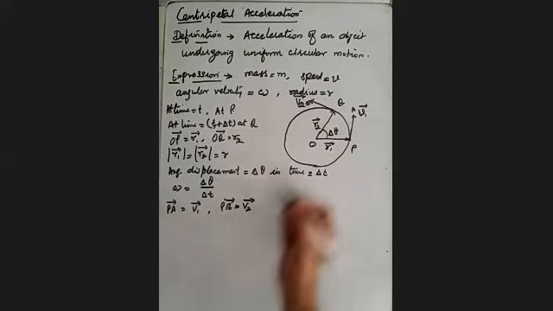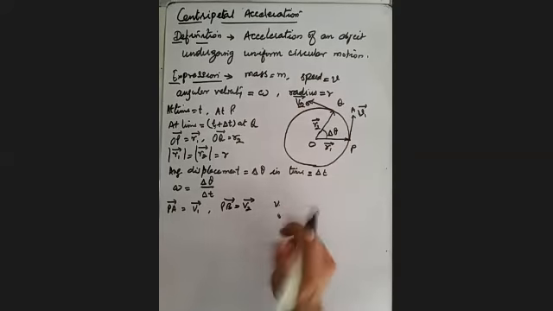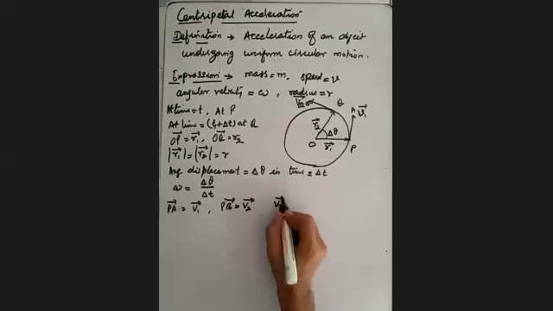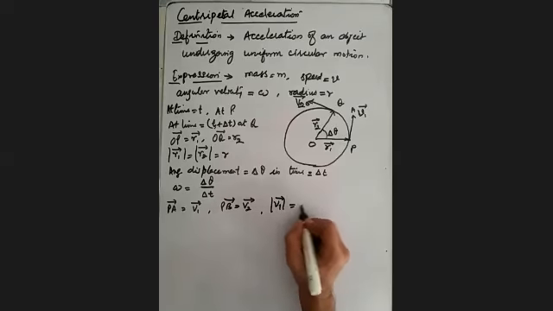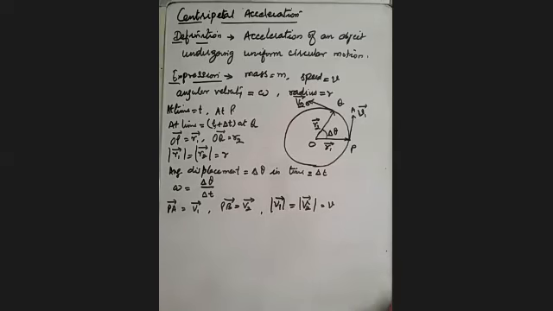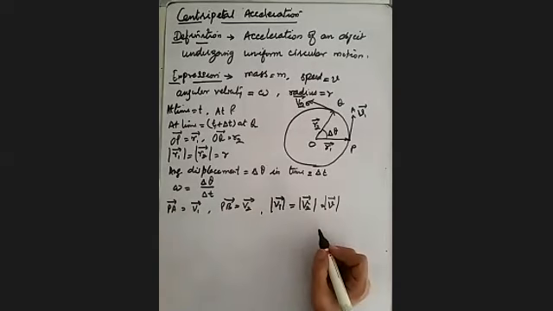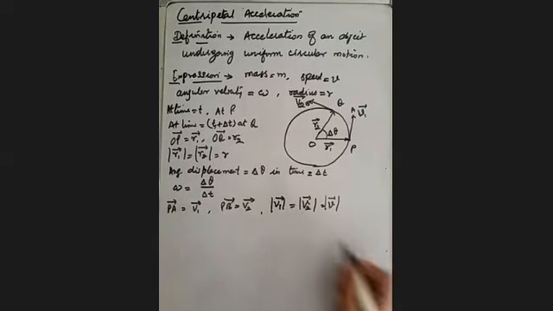Now because speed is uniform, the magnitudes of these velocities v1 is equal to v2 is equal to, say, v, that is the uniform speed of the particle which is moving on the circular path. If you want to represent with the vector sign, you can get the magnitude of it.